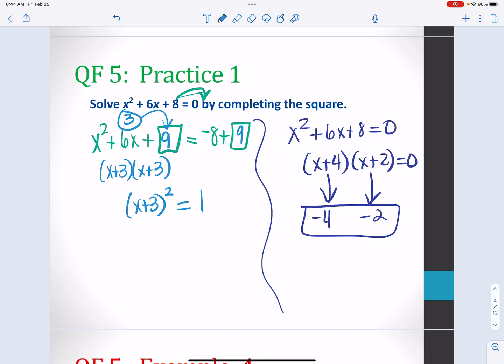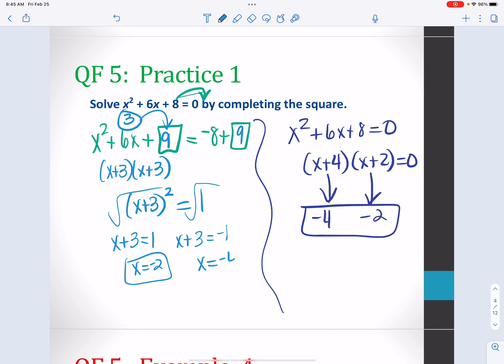So that's 1. So now I square root both sides and I get x plus 3 equals 1, x plus 3 equals a negative 1. So I would subtract the 3, and I would subtract the 3. And those are the answers I got while factoring.